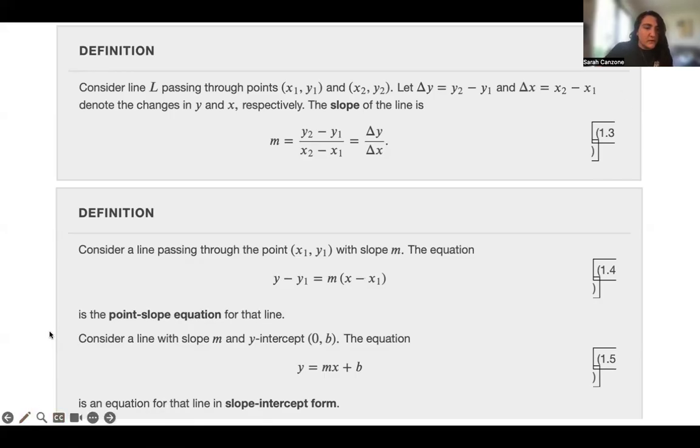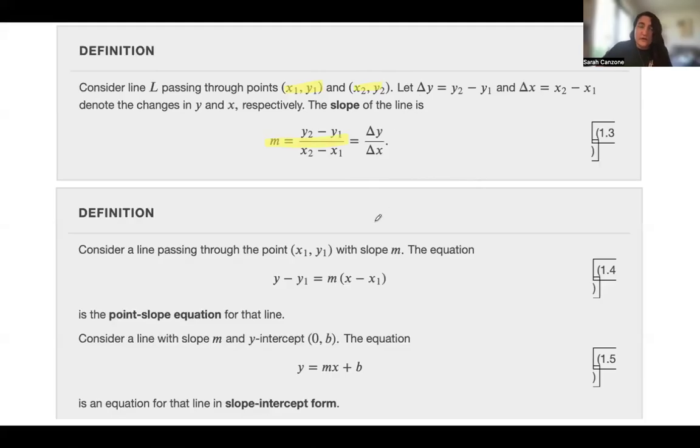So if we have 2 points, x1, y1, x2, y2, we don't necessarily need to know that notation. What we need to know is m equals y2 minus y1 over x2 minus x1. Once we get to calculus, we are not going to be using this definition anymore, but it's very important to still have that in the back of your head. So this is the formal definition, like pre-calculus style.